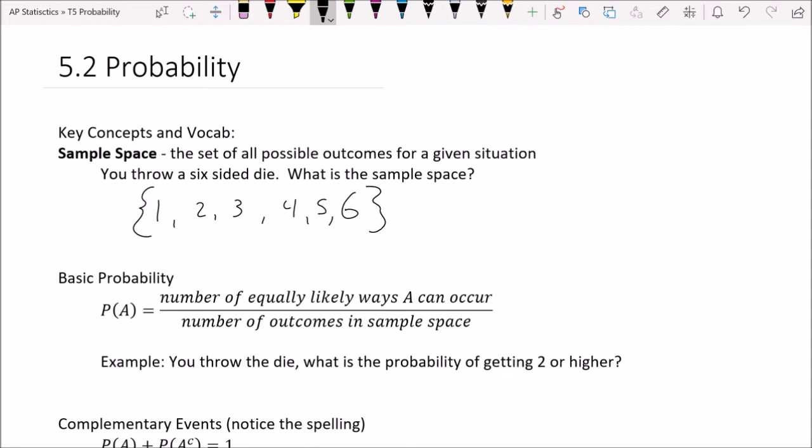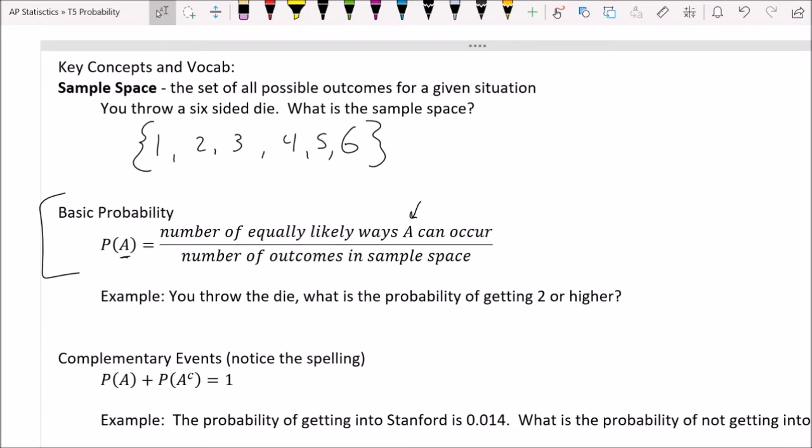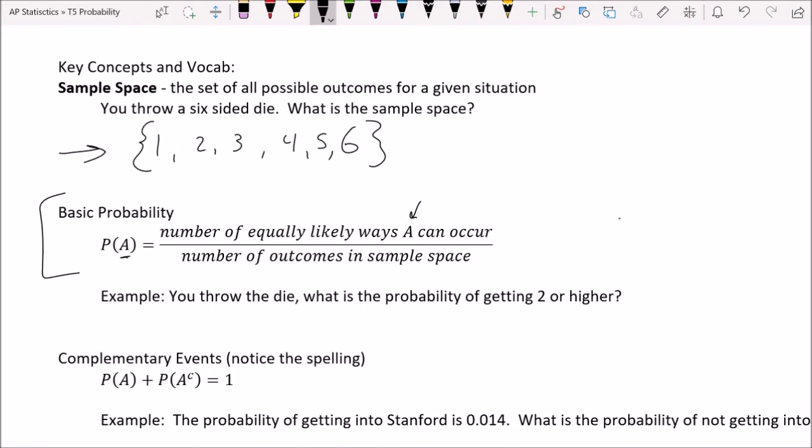Now, the underpinnings of probability are pretty basic, and it's really this right here. The probability of event A is the number of equally likely ways that A can happen divided by the number of total outcomes in the sample space. So we're going to do an example with that same die that had the sample space up above. You throw the die. What's the probability of getting a 2 or higher?